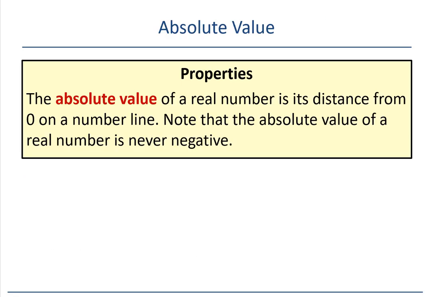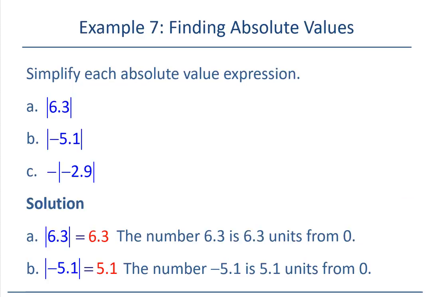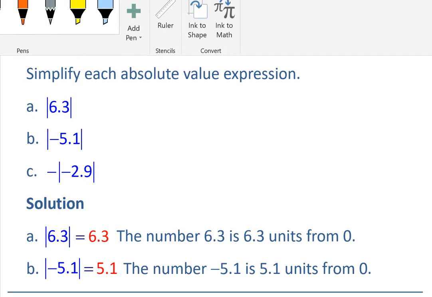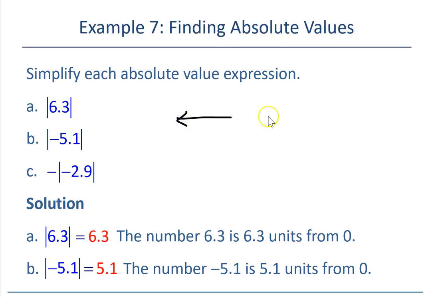Absolute value of a real number is its distance from 0 on a number line. Note that the absolute value of a real number is never negative. Okay, let's just kind of do some of these really quick here. So look here, we've got 6.3. Well, the absolute value of 6.3 is 6.3. Let's kind of see why here. If we drew a number line here, and I had 0 right here, and 6.3 right here, the distance from here to here is 6.3.